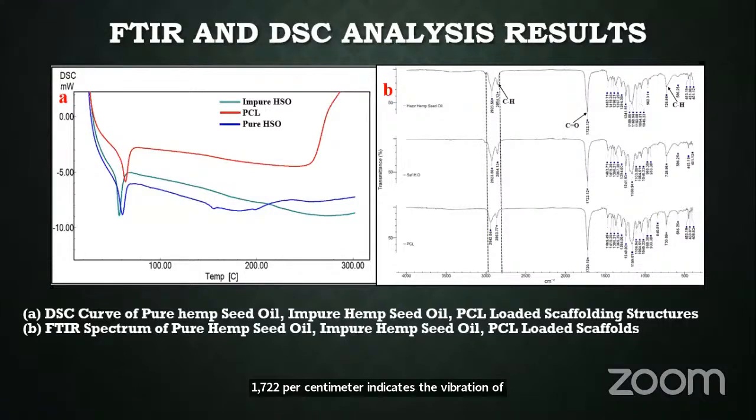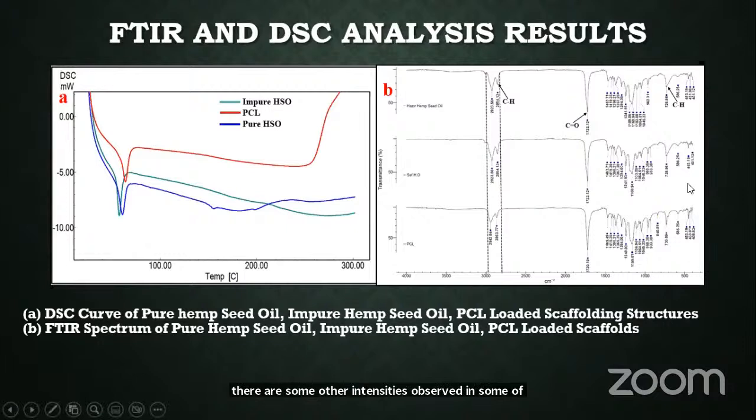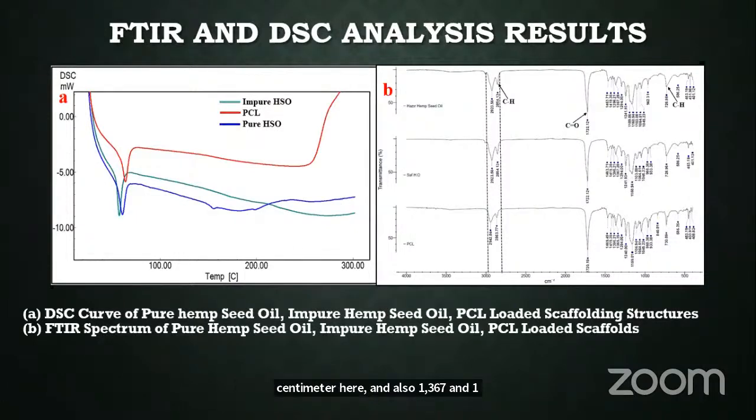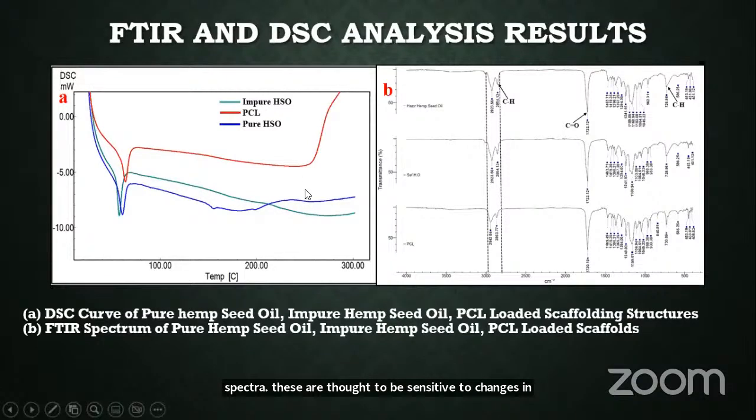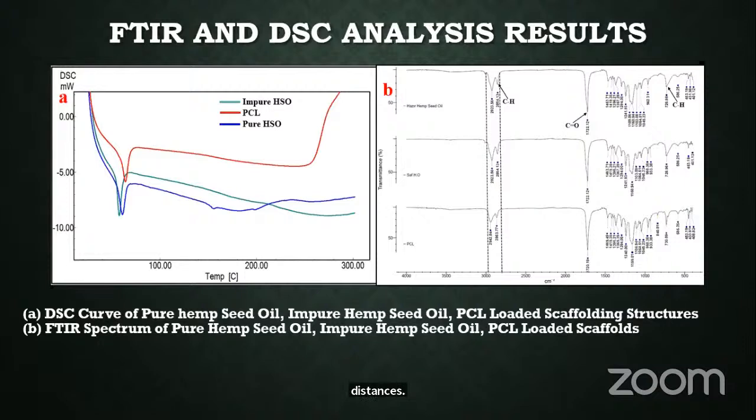There were also some other intensities observed in some of the peaks, like 1419 per centimeter, 933 per centimeter here, and also 1367 and 1365 per centimeter peaks in the spectra. These are thought to be sensitive to changes in crystallinity due to cellulose. On the other hand, DSC analysis was performed to examine the thermal behavior of the scaffolds. As a result of this test, all samples showed endothermic peaks at approximately 60 to 80 degrees Celsius. This has been interpreted as a result that may be caused by the evaporation of the solvent in the structure of the samples.